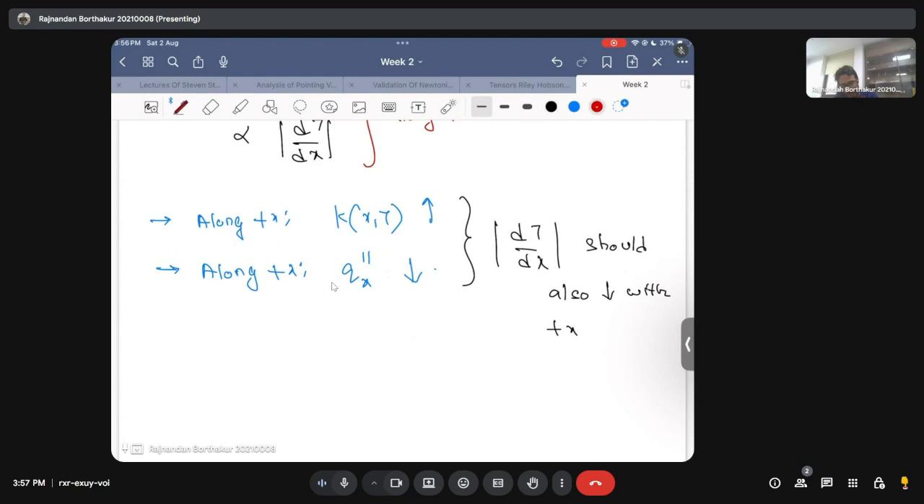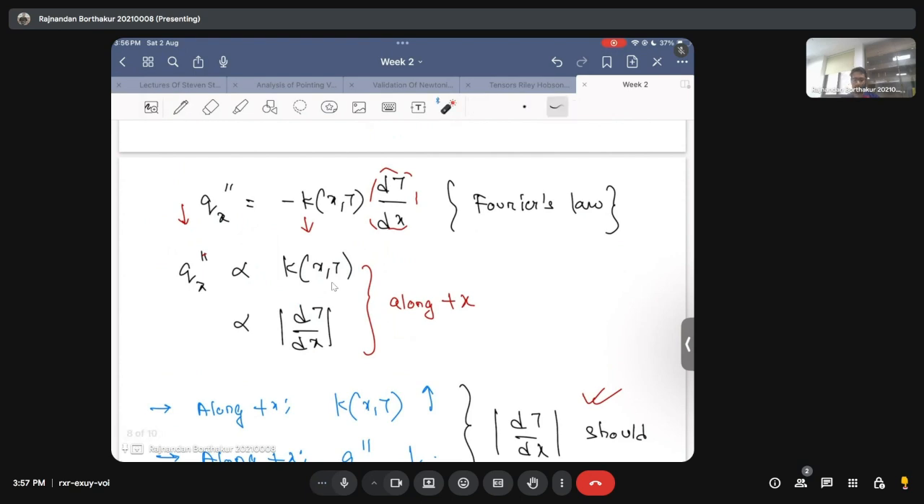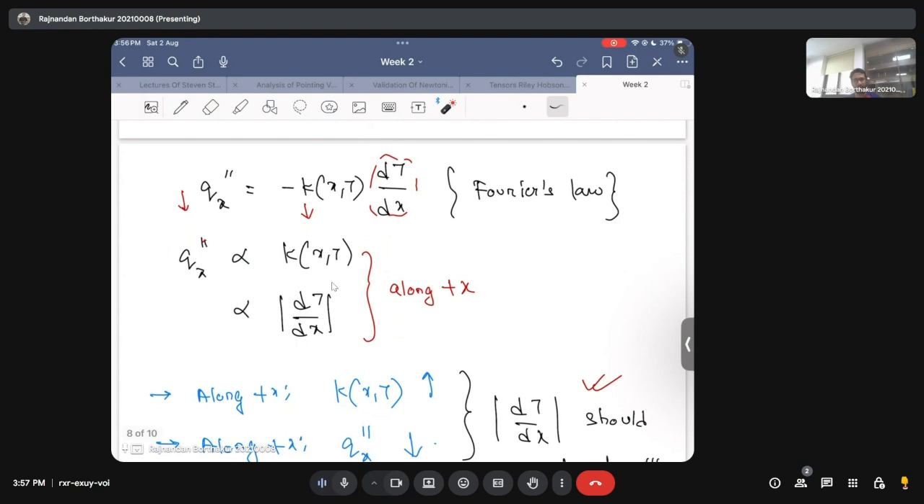Okay, so that's the answer. So your dT/dx should decrease when you move along the plus x direction. Okay, I made a little mess about it, but that's the clear picture.